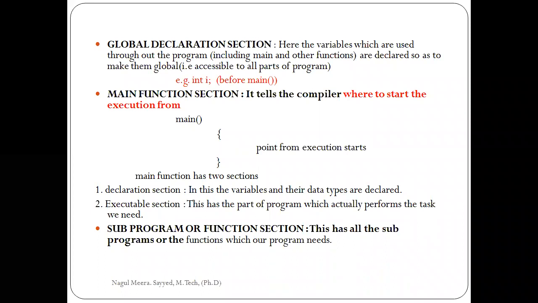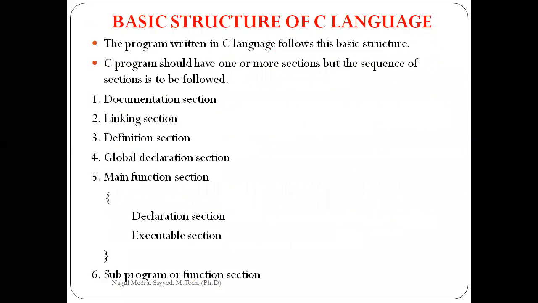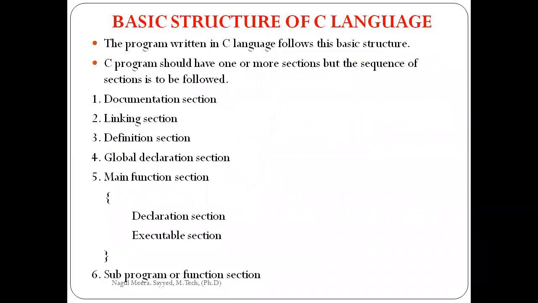Simply, these all are different sections of C program or C language. Here there are six sections. In that, two sections are compulsory. What are those? First one is the linking section. Linking section is compulsory. Without the linking section we cannot create any C program.